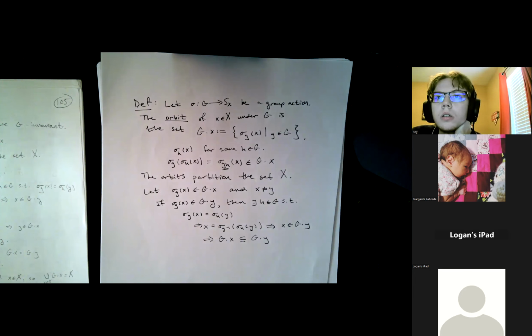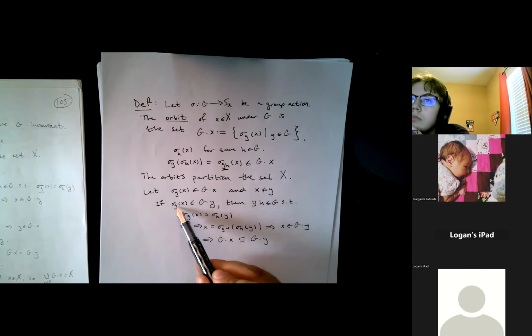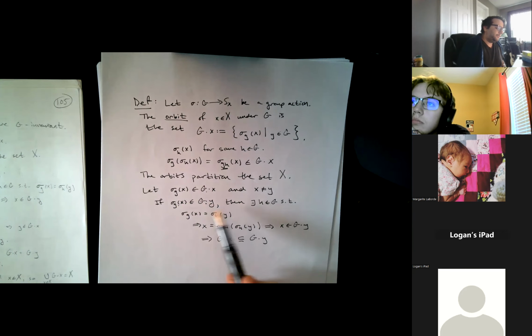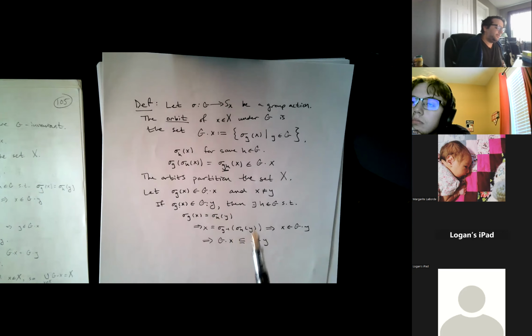Does this look familiar? Yeah, it was sigma g of x an element of gy, I think. So if we assume that an element of this orbit is inside of this orbit, then just by doing some manipulations, we can show that this orbit is in fact a subset of that orbit. And we can go the other direction as well.